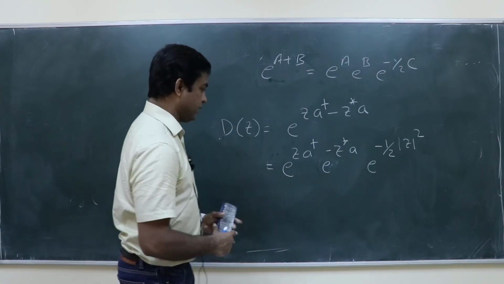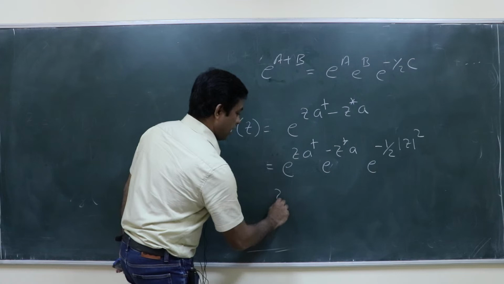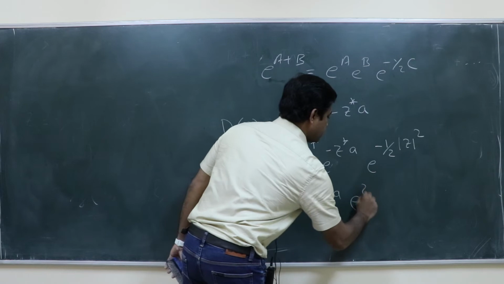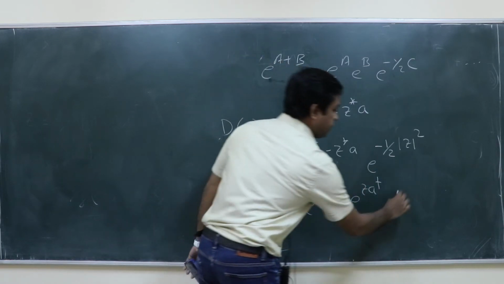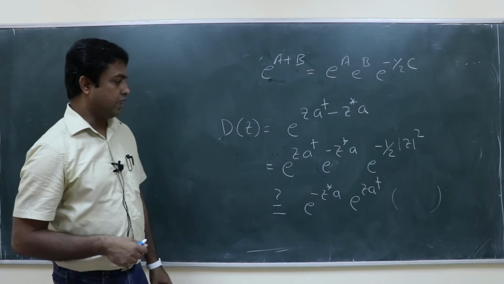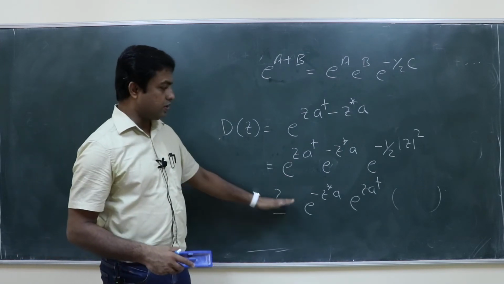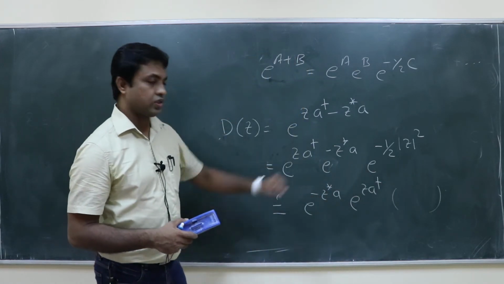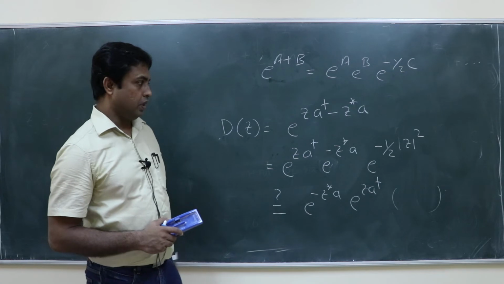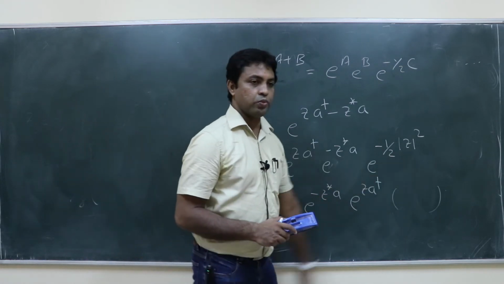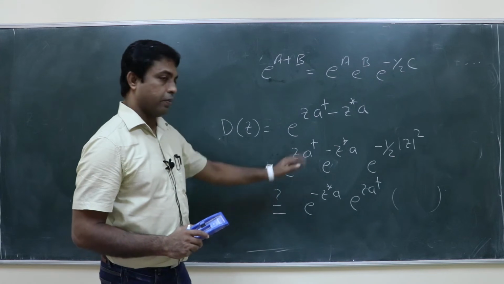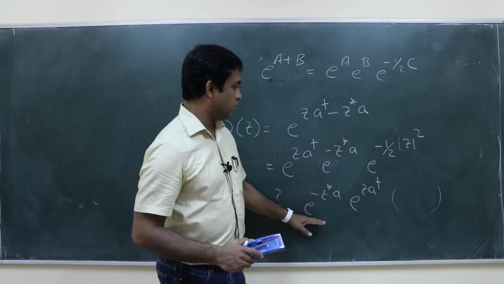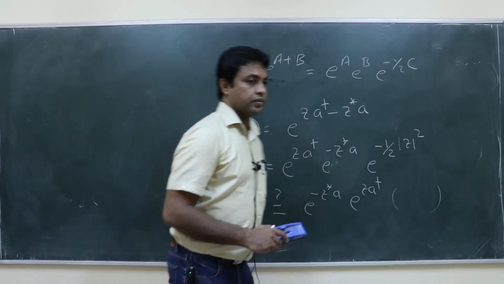But I want a formula something like this: e power minus Z star A, e power Z A dagger. There should be something else here. I can write this in terms of this, provided there is some other extra term. So what is that extra term? It is not the same as e power minus 1 by 2 mod Z square. That is wrong, because they don't commute. That is the whole point. But can I write like this with an additional term here?